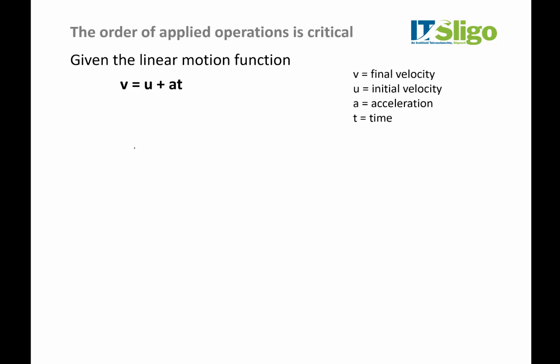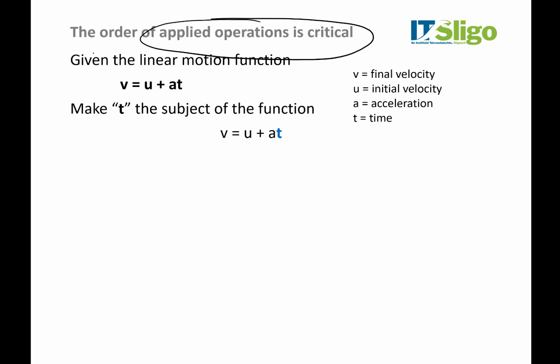So we'll take a look. So here we're given one of Newton's linear motion functions, and we're asked to make t the subject. So I've just colored t in blue. So he's going to stay on the right hand side, and we need to get rid of that u, and we need to get rid of the a. The u is furthest away, so he's the first to go. That's what I'm saying here. Don't try and get rid of the a first. You need to get rid of the u first.